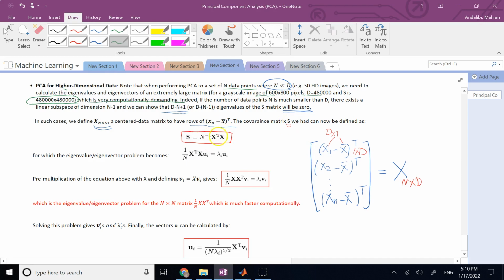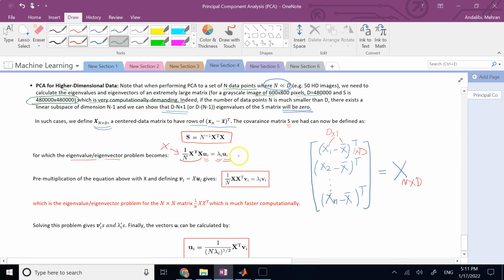It's 1 over n X transpose times X. If you want to find the eigenvalue or eigenvector of that S, then it's going to be the matrix times the eigenvector equals the eigenvalue times the eigenvector. Right? This is the eigenvalue, eigenvector finding of that covariance matrix S. Now, what you do is this. You first pre-multiply both sides of this equation by X.